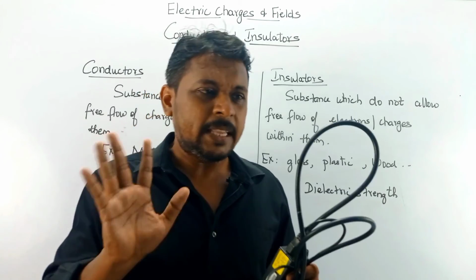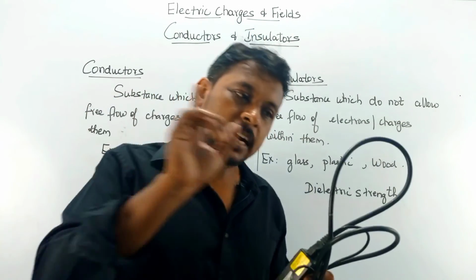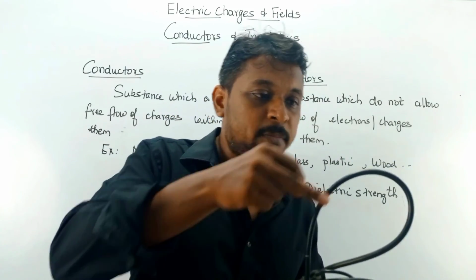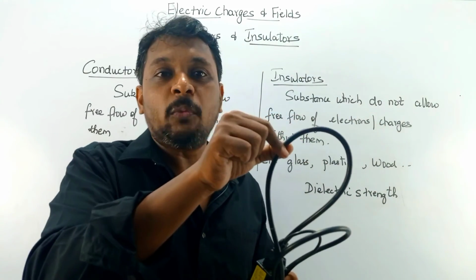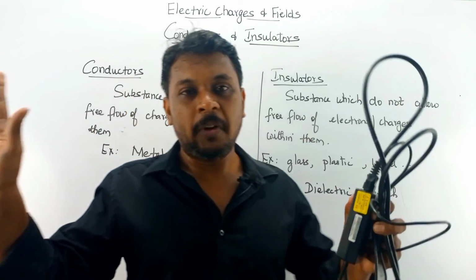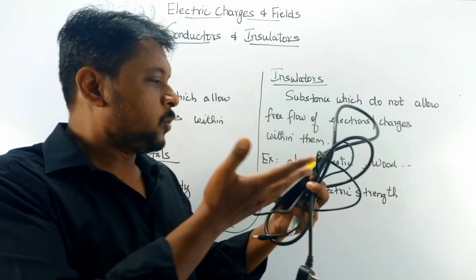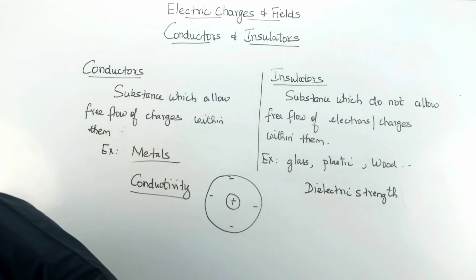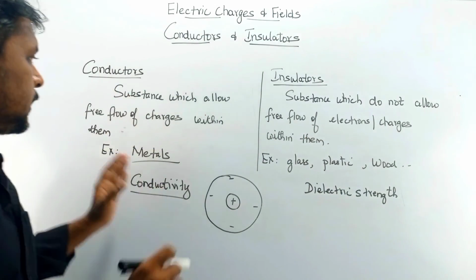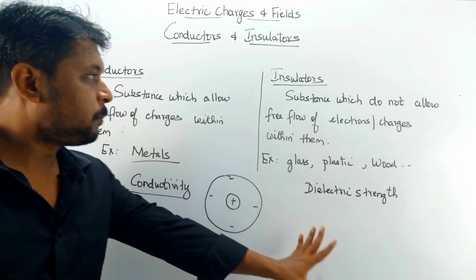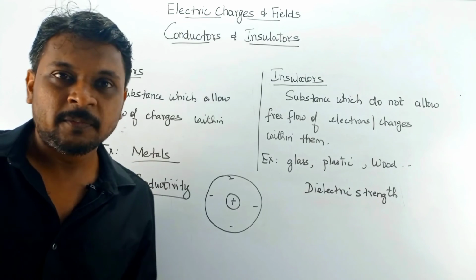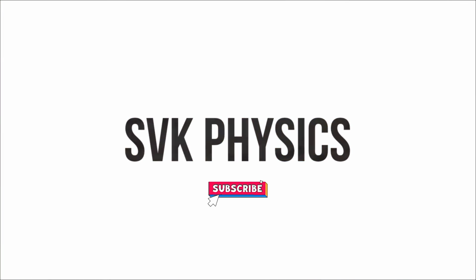So both conductor and insulator are useful for us. The flow of charges takes place through a copper wire, which is covered by an insulating wire for the safety of human beings. This is one of the uses of conductors and insulators. I think I've explained the terms conductors and insulators and given some examples. Okay, thank you.